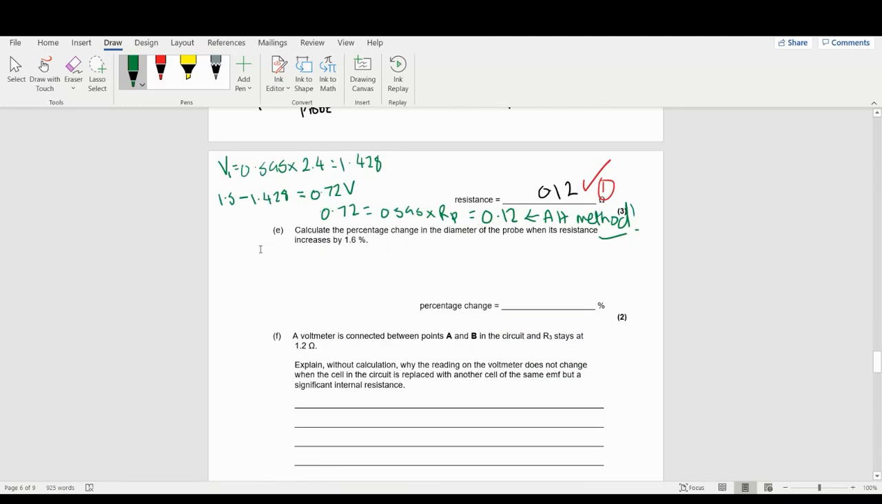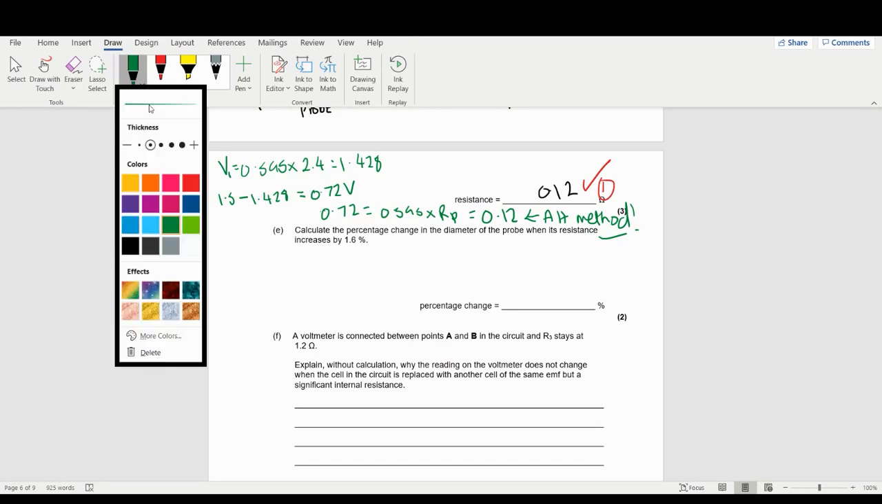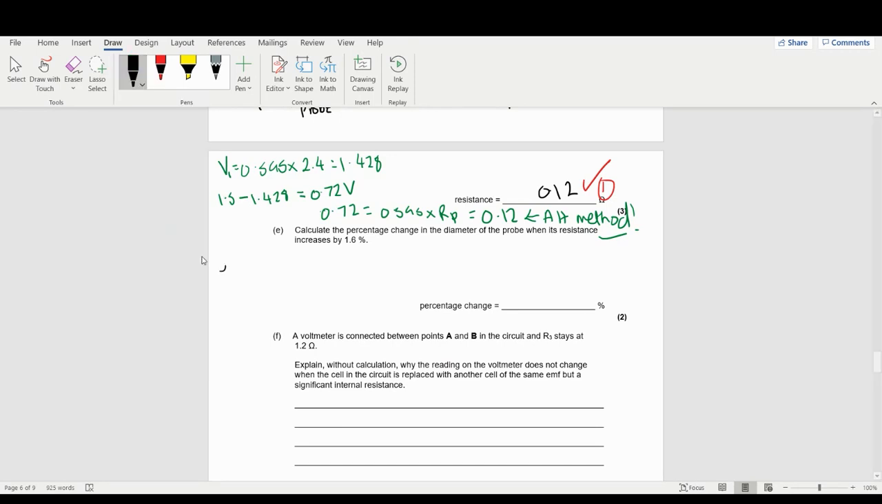Calculate the percentage change in the diameter when the resistance is increased by 1.6%. So the probe resistivity is R equals rho A over L. If the diameter is increased by 1.016, the resistance is increased by 0.016. Okay, so 16%.